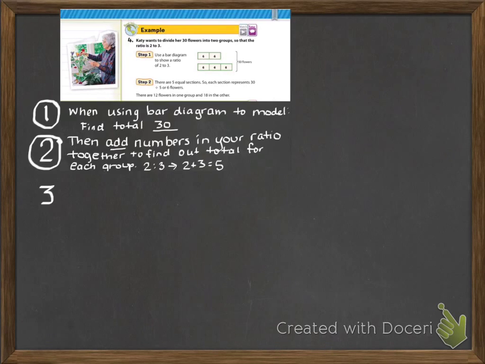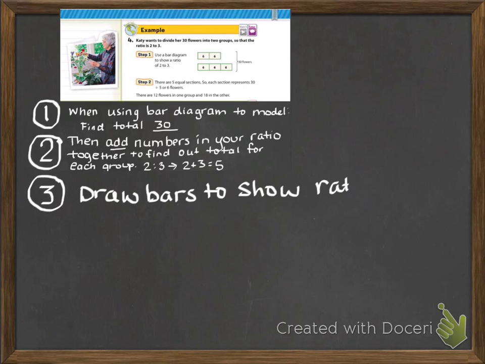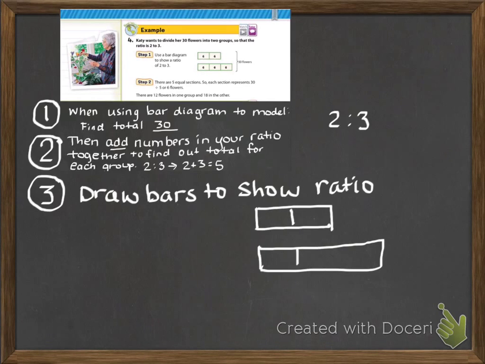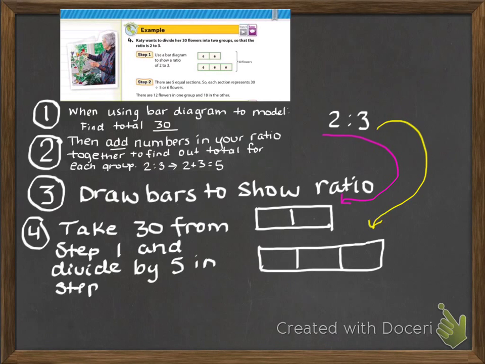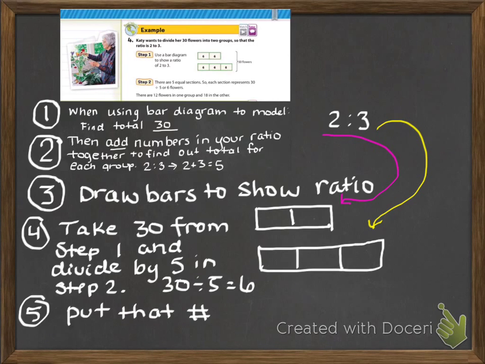And then what we want to do is go ahead and draw our bar diagrams. So it says draw the bars to show the ratios 2 to 3. And you can see that happening there. And then you want to take the 30 from step 1 and you want to divide it by the 5 that you got in step 2. So 30 divided by 5 is 6. And then you want to put that number inside each box. So right now we're going to write 6, 6, 6, 6, and 6.